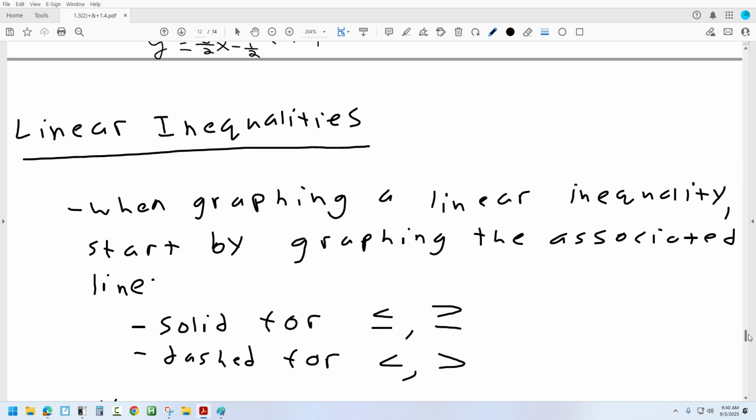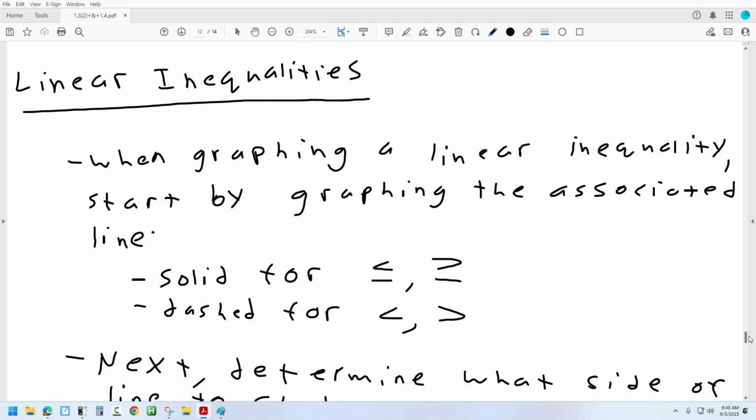All right, so the last thing is linear inequalities. So when we're graphing linear inequalities, that's where we graph a boundary line, and then we shade on one side of it. There's two options for the boundary line. You either do a solid line or a dotted.